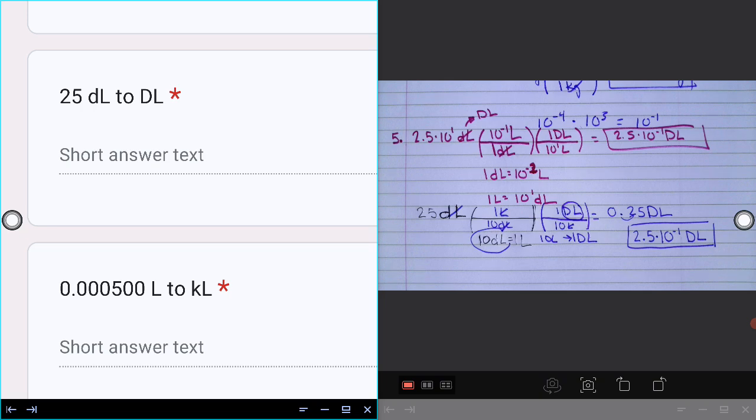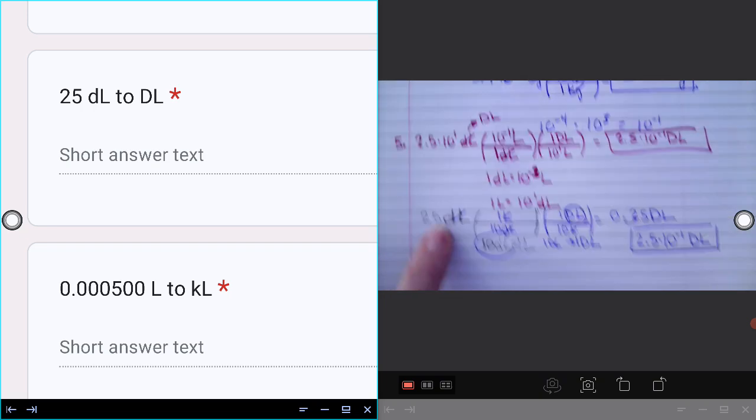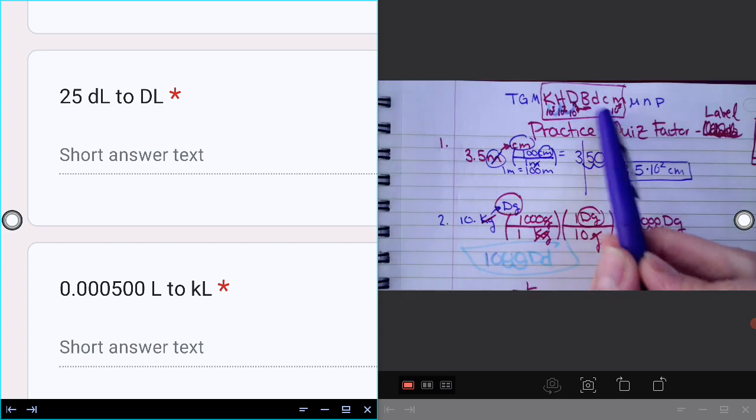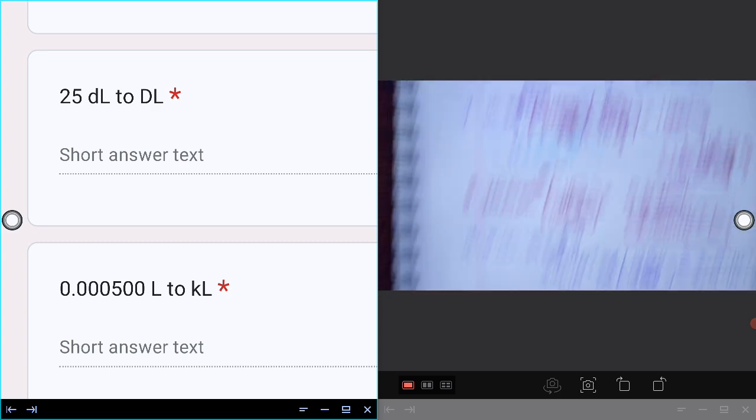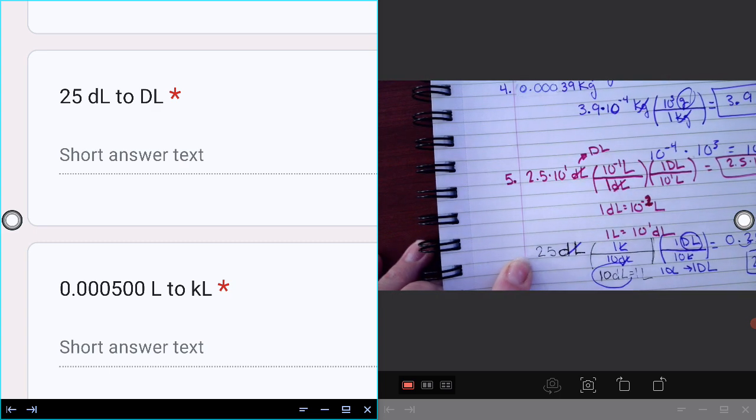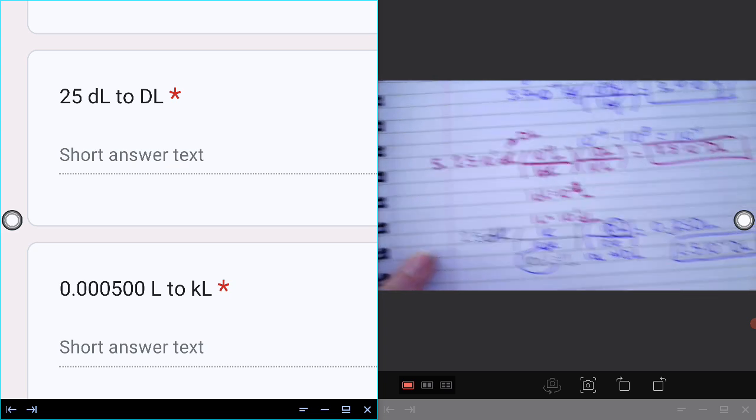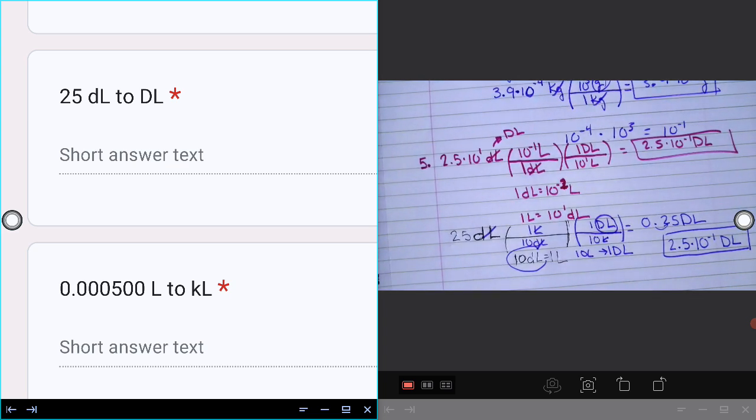Either option is fine. And then you could always go back and double check with the slide rule. If I'm starting with deci and I go 1, 2 to the left, I went 1, 2 to the left to get 0.25. Again, that method isn't always going to work. Just for metric system.